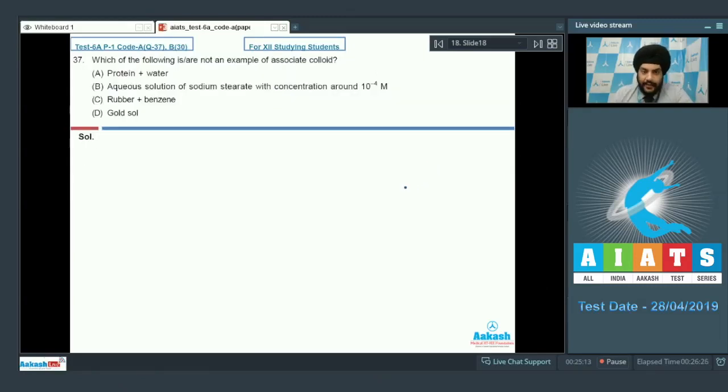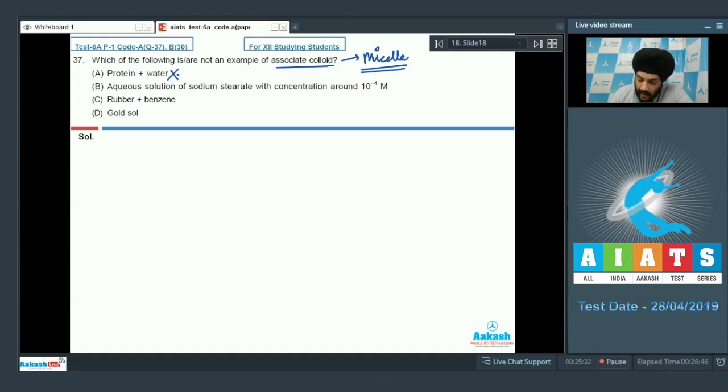Question number 37. Which of the following are not an example of associated colloid? So associated colloids are micelles, students. So we have to select those colloids which are not micelles. So if you look at the first option, protein plus water. So this is not an associated colloid.